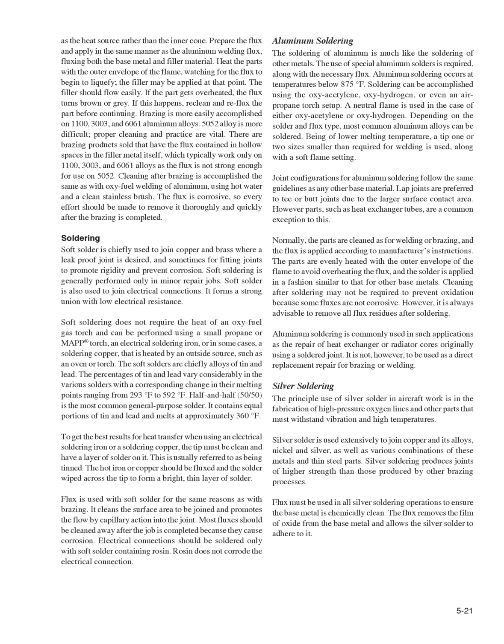Soft soldering does not require the heat of an oxy-fuel gas torch and can be performed using a small propane or MAP torch, an electrical soldering iron, or in some cases a soldering copper, that is heated by an outside source, such as an oven or torch. The soft solders are chiefly alloys of tin and lead. The percentages of tin and lead vary considerably in the various solders with a corresponding change in their melting points, ranging from 293 degrees Fahrenheit to 592 degrees Fahrenheit.